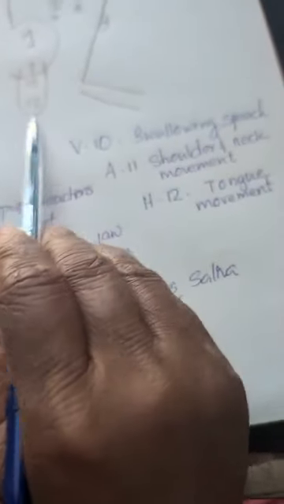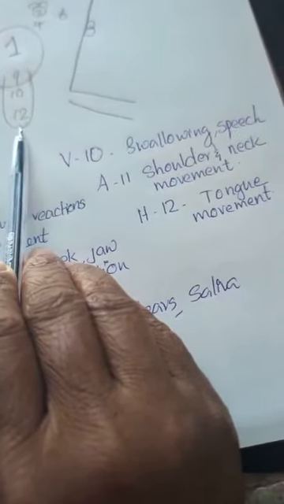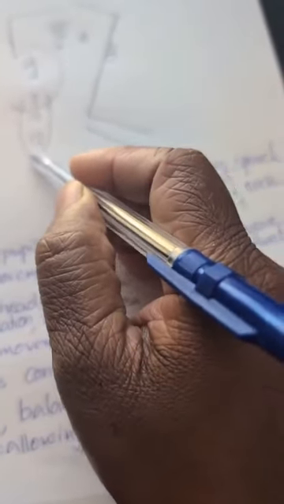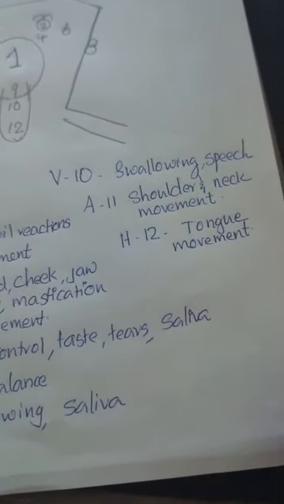And the last one is 12, hypoglossal. So this is towards the end part of the tongue. So it is responsible for tongue movement.